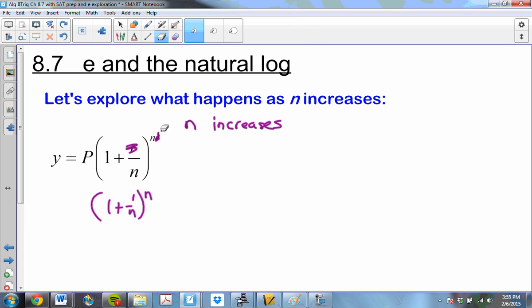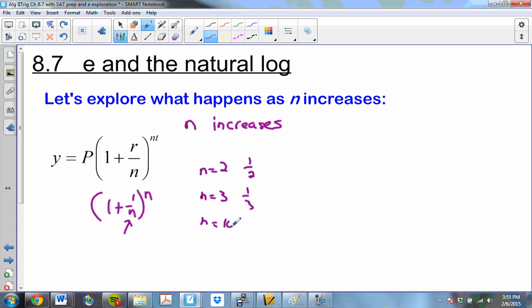Well, if n is increasing, two interesting things kind of happen here. As n increases, this fraction gets smaller. Because if n is 2, you have a half. And if n is 3, you have a third. And if n is 10, you have a tenth. So the fraction keeps on decreasing, but this power gets bigger. So this fraction ends up getting closer and closer and closer to 0 as n gets really, really big. And this power ends up getting closer and closer and closer to infinity as n gets really, really big.